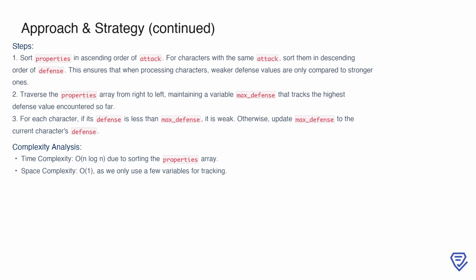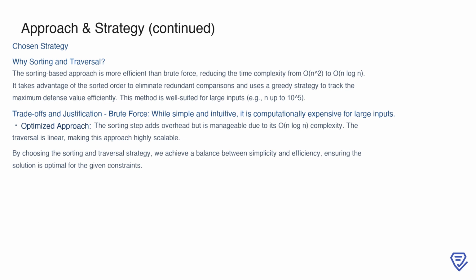The sorting and traversal strategy is chosen because it strikes a good balance between simplicity and efficiency. By sorting the characters, we structure the data in a way that eliminates unnecessary comparisons, and the greedy traversal ensures that we can efficiently determine if a character is weak. Compared to the brute force approach, this reduces the time complexity from O(n)² to O(n)log(n), thanks to the sorting step.